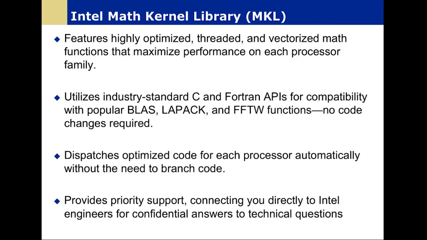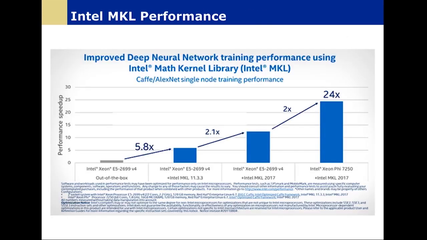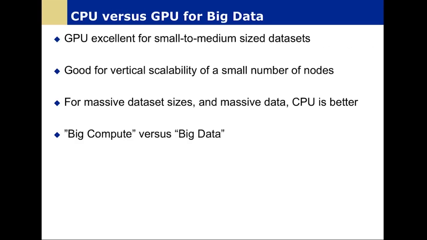Now, the Intel MKL, or math kernel library, gives us highly optimized, multi-threaded, and vectorized math functions that will maximize the performance on our processor family. It uses industry standard C and Fortran APIs for compatibility, and it allows us to distribute optimized code for our processor. And you can see here that deep learning performance, when properly optimized for the Intel math kernel library, can be dramatically faster than unoptimized code and approach the speed of GPUs.